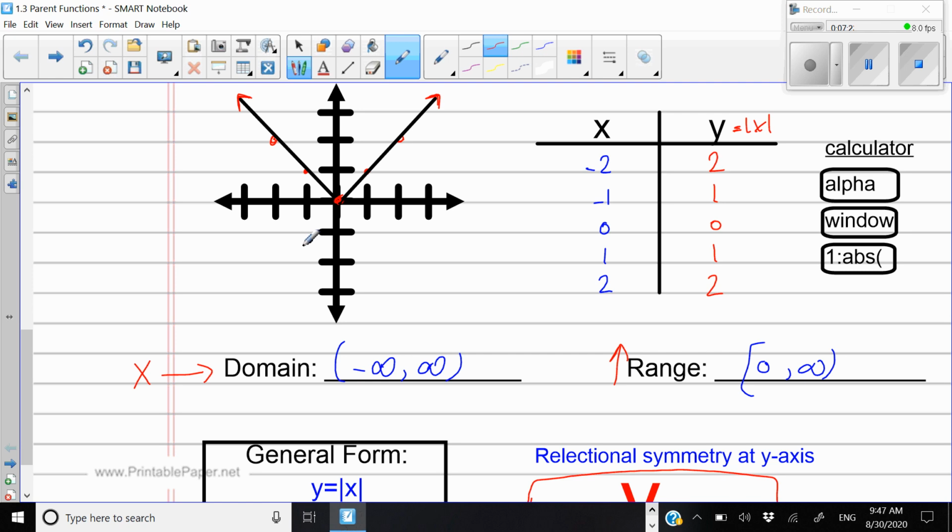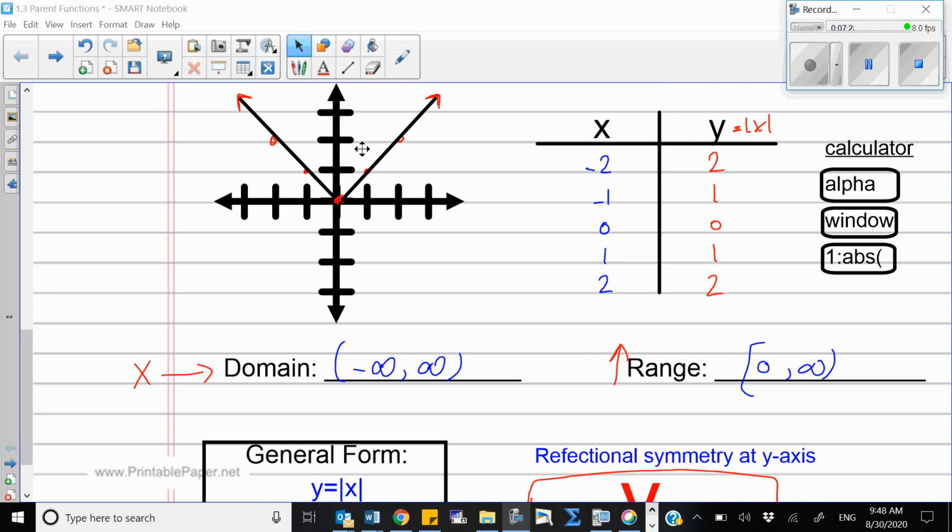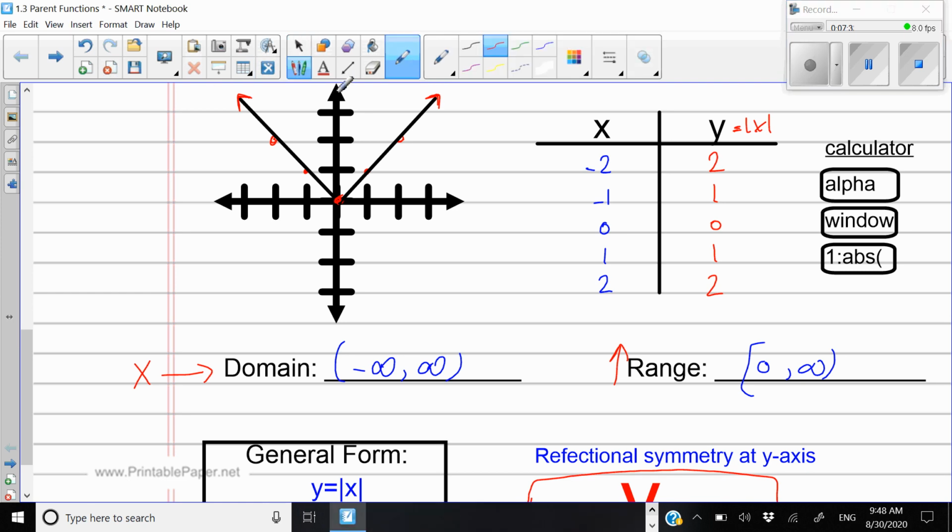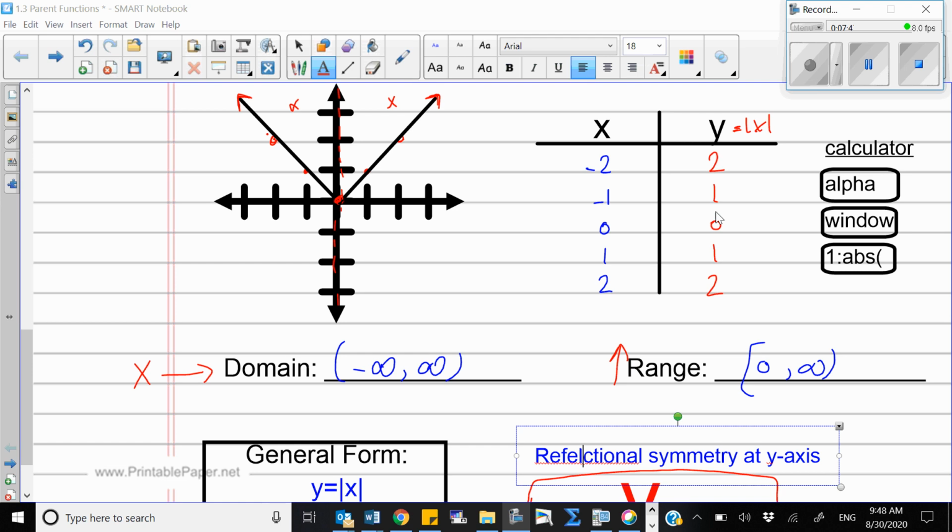What kind of symmetry do we see? If you notice, we will see that there is a symmetry at the y-axis. This is my y-axis, and the right side and the left side of that are mirror of each other. That's why we say this is reflectional symmetry at y-axis. Okay, so reflectional symmetry at y-axis.